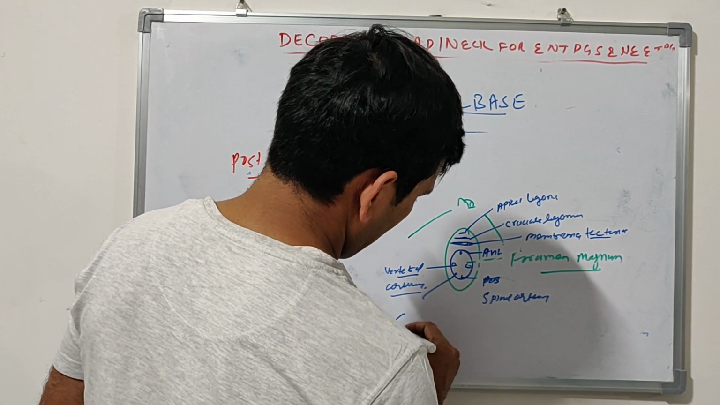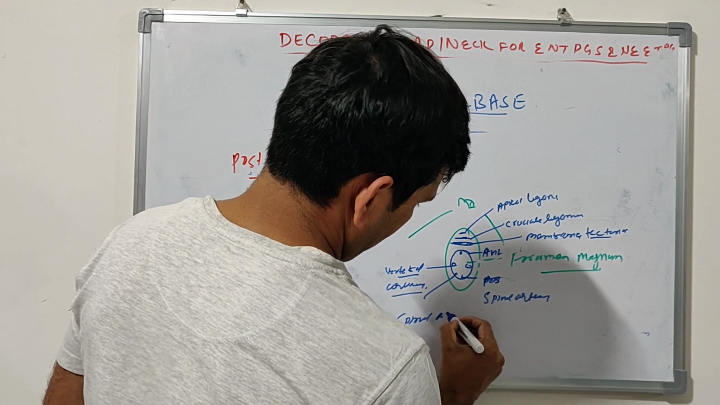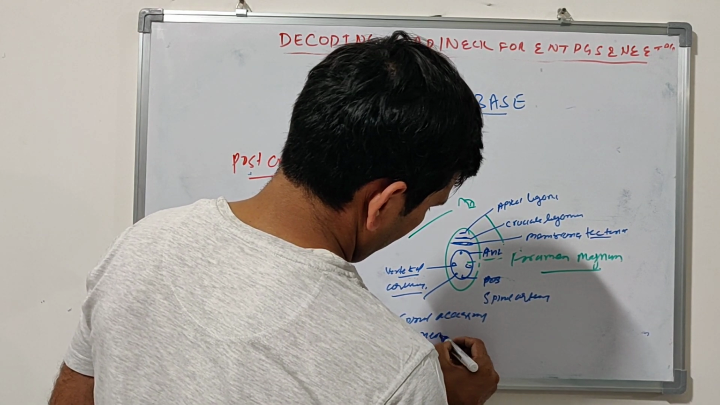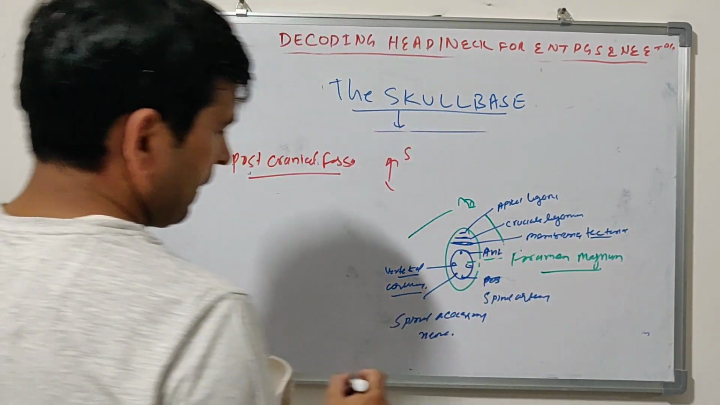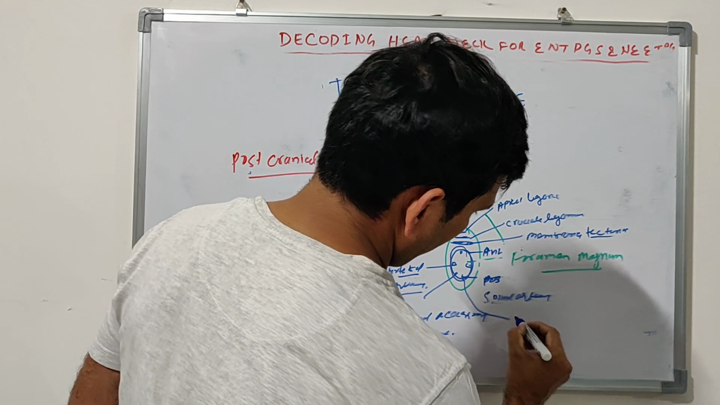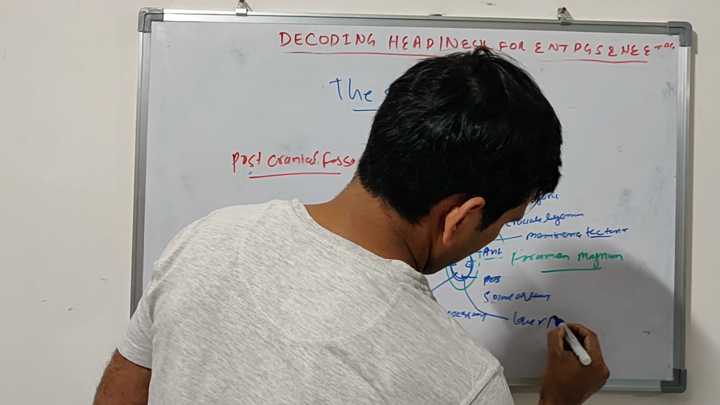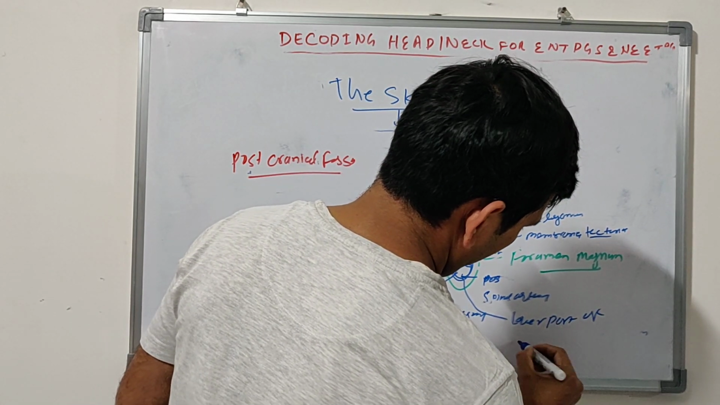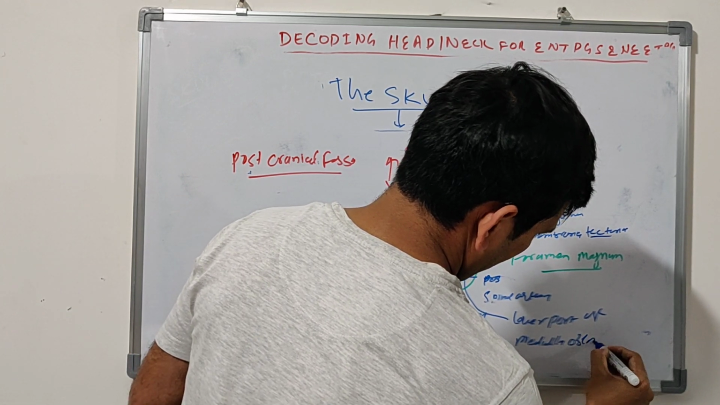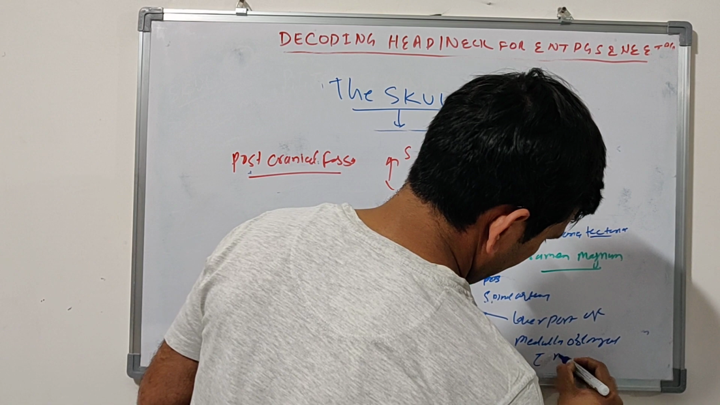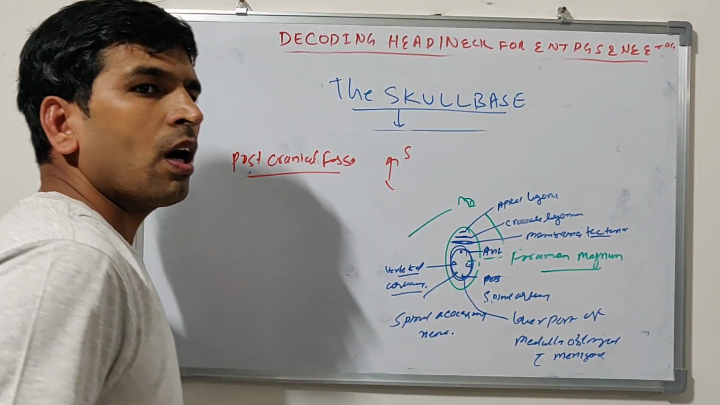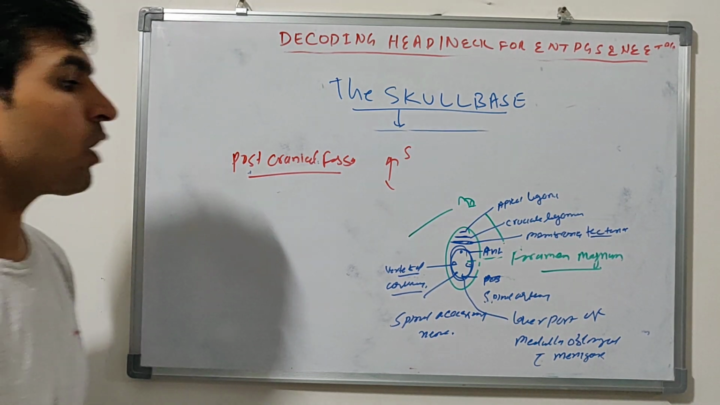Here is the spinal accessory nerve, and this is the lower part of the medulla oblongata with meninges. Three meninges pass through, forming the continuation from the medulla to the spinal cord.